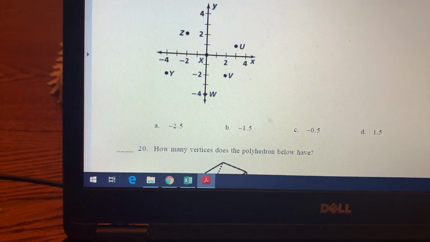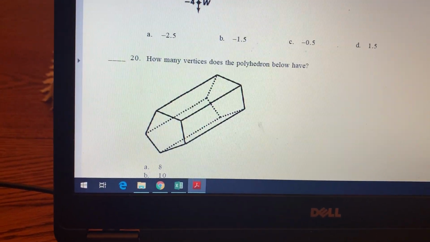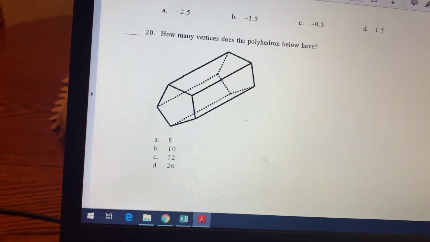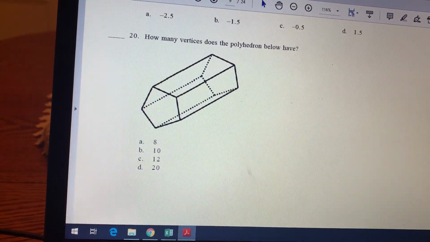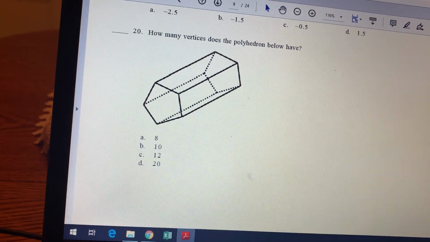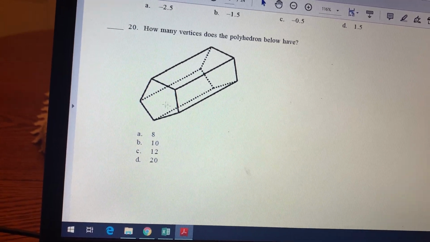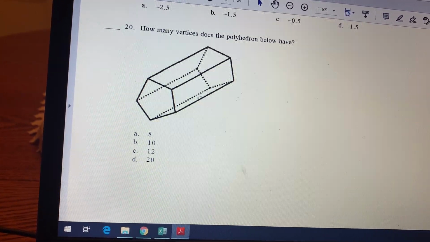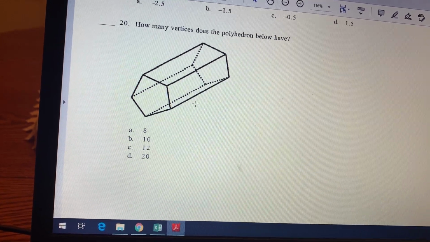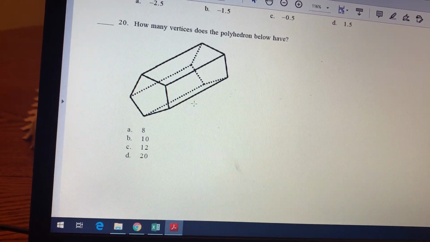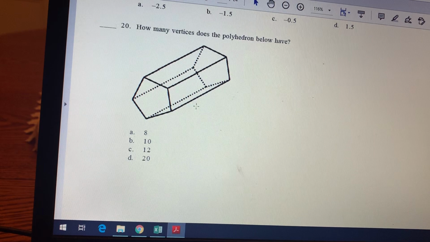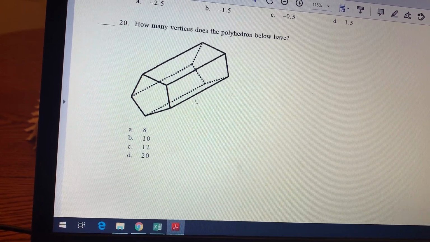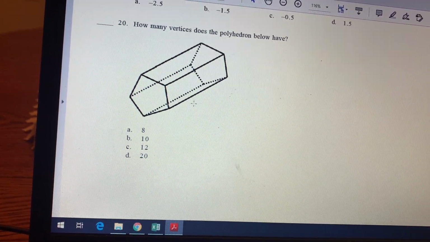All right, 20. You don't even need to show any work on this one. How many vertices does the polyhedron have? Again, some of these guys, you don't need to show work. I mean, if you really want to draw this pentagonal prism and, you know, number the vertices, that's fine. But again, all vertices is where 2 or more edges meet.